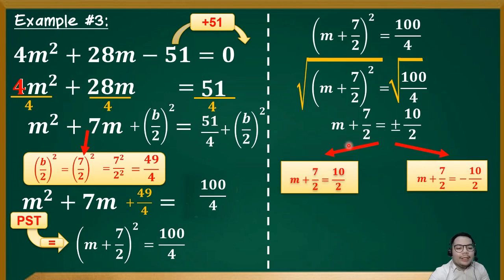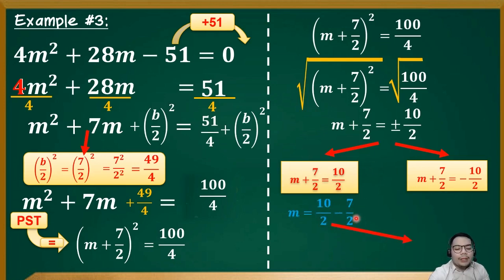So we divide this into two equations because one is positive and one is negative. We have to consider m plus 7 over 2 is equal to 10 over 2. That's the positive side of this resulting equation. This is the negative one. Since there is a negative here, we'll have another equation: m plus 7 over 2 is equal to negative 10 over 2. So we just need to solve each of these equations.